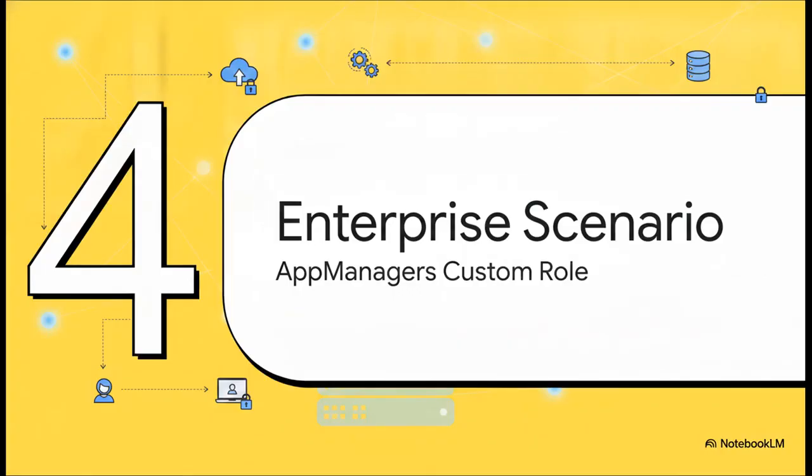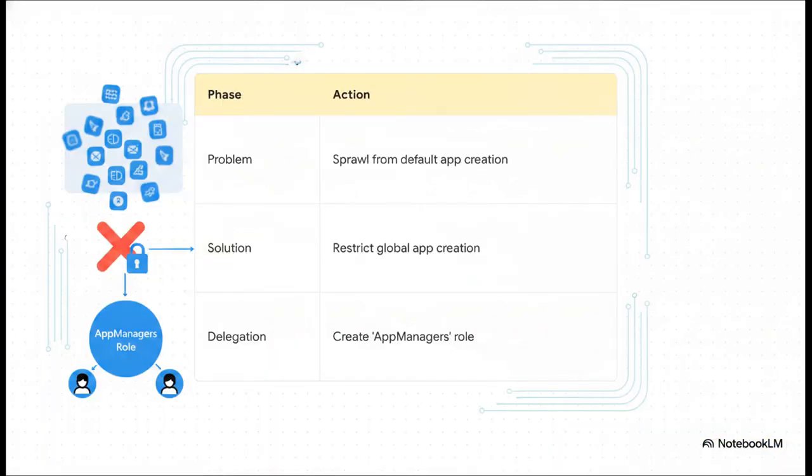Okay, part 4. Let's look at an enterprise scenario. The App Manager's custom role. So, a huge problem in the real world is app sprawl. By default, any user in Azure AD can register an application. And as you can imagine, that turns into an unmanageable mess pretty quickly. The easy fix is restricting global app creation in your user settings. But wait, you still have specific developers who absolutely need to do their jobs. So how do we fix that? We delegate. We create a custom app manager's role just for them.